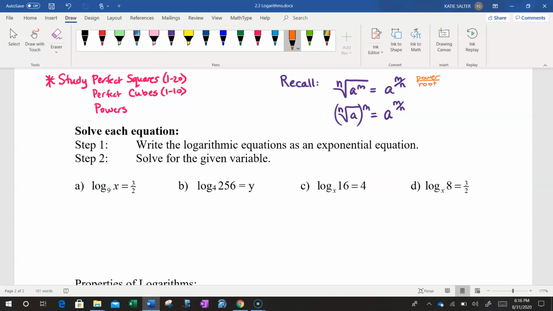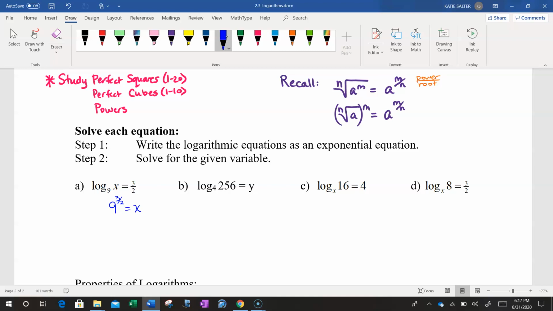Also recall from Math 2 where you learned about fractional exponents. Sometimes you're going to end up with a fractional exponent, and just remember that that's equivalent to a radical. So let's start with this first one. When it says log base 9 of x equals 3/2, when I rewrite that, the base is 9, the exponent is 3/2, equals the answer, which is x. Well, there's two ways I can rewrite that, so that's why I wrote this up here.